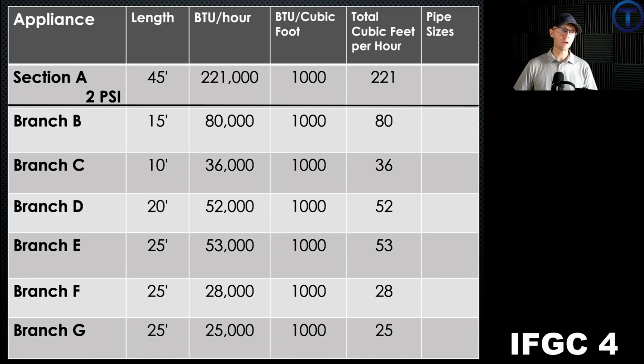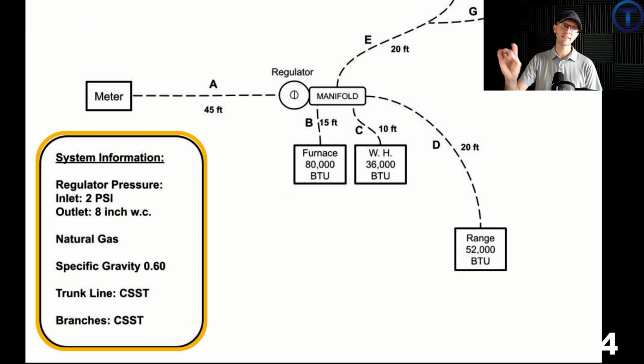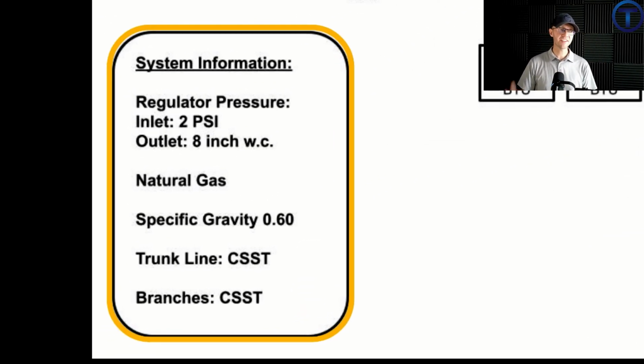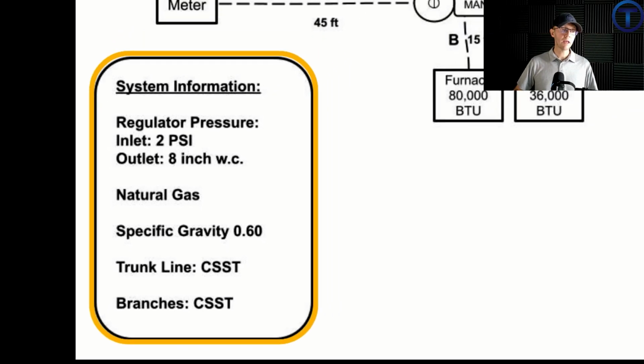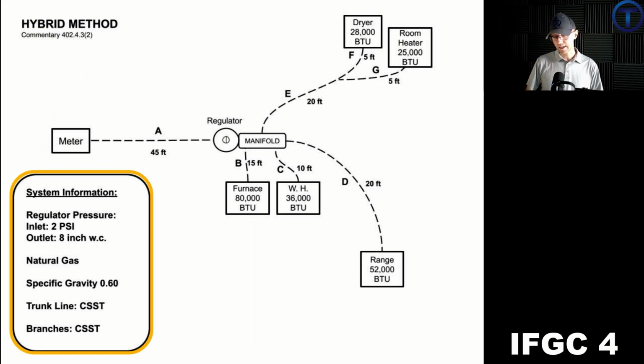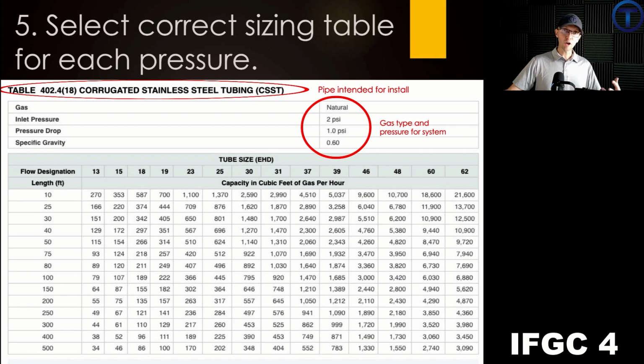But before we do, we need to make sure we have the correct tables. Focus in on system information. Once again, from the meter to the regulator, we have 2 psi. From the outlet of the regulator to the appliances, we have 8-inch water column. This is natural gas, specific gravity of 0.60. All of it is CSST, as I mentioned. So let's go select our tables.